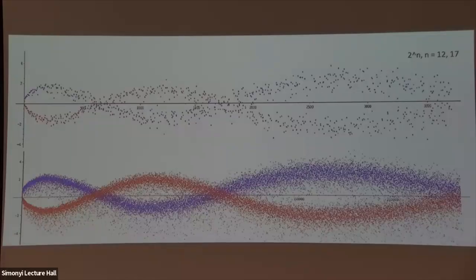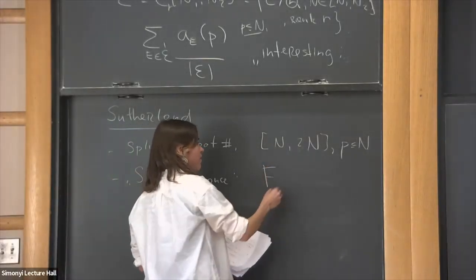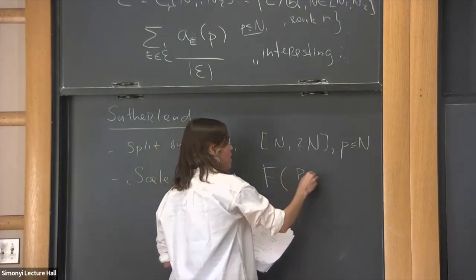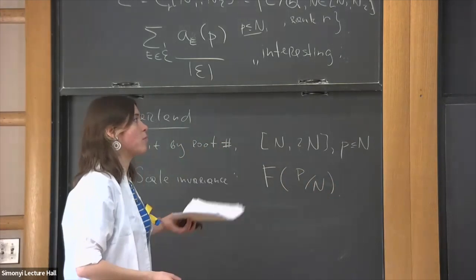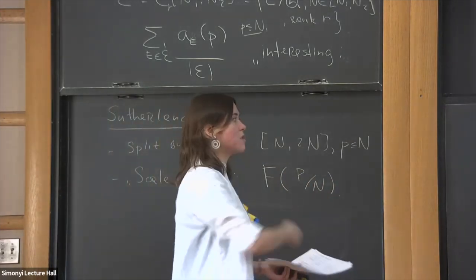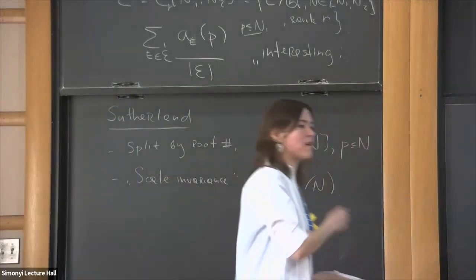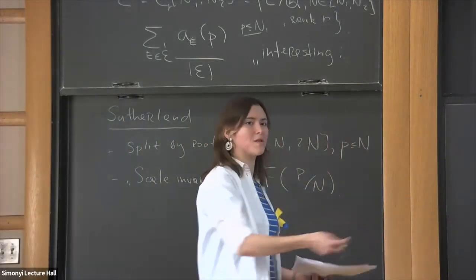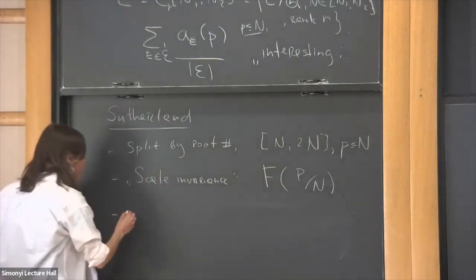Okay, so this scale invariance means that secretly we want to think of this as a function of p divided by n instead of a function depending on p and n. And under this rescaling, we can see that this becomes more and more pronounced and seems to converge to something concrete. The third feature.